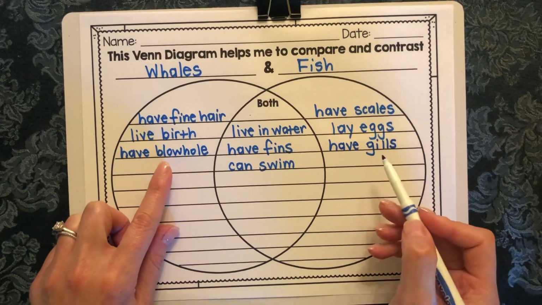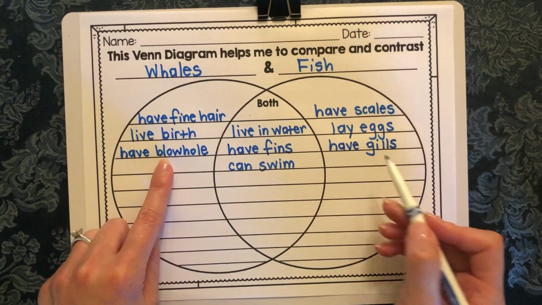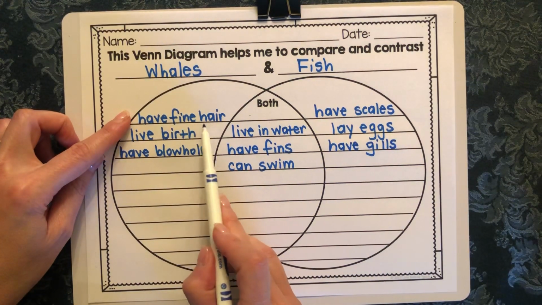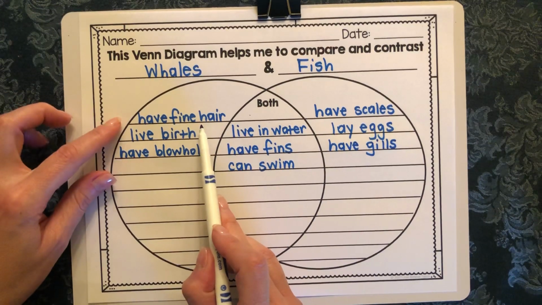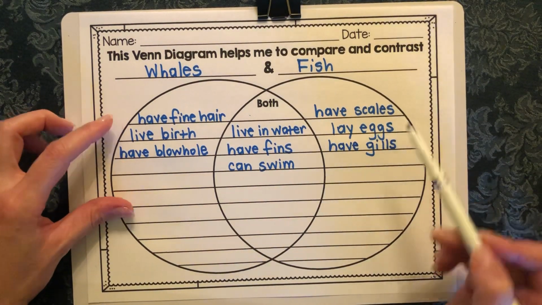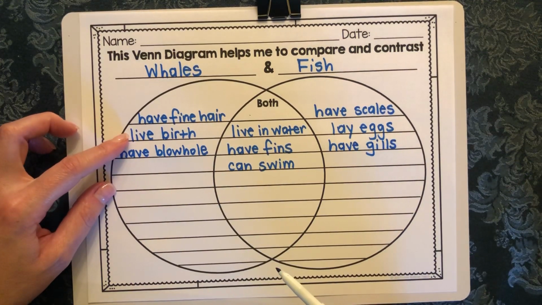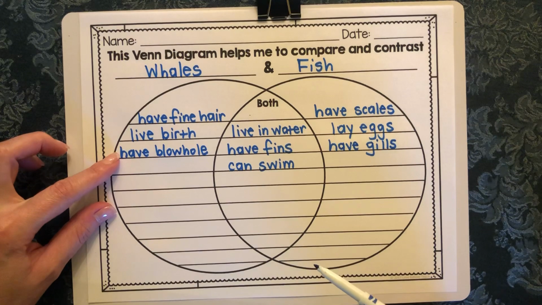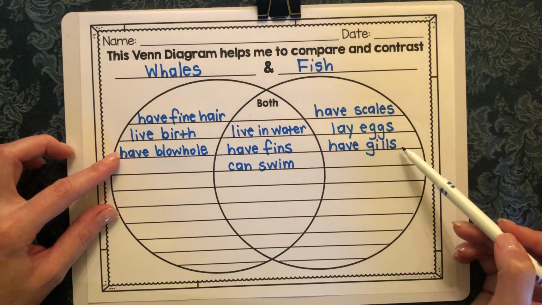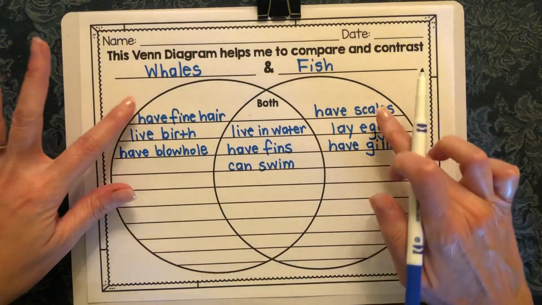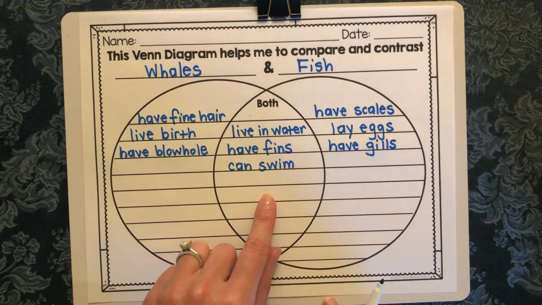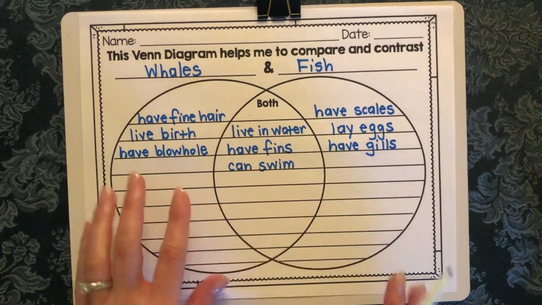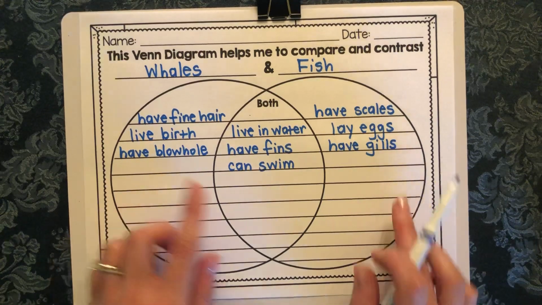So we've listed different characteristics to describe both whales and fish. Whales, their outer covering, are different from fish because whales have fine hair on their body that's very, very fine. You almost can't see it with your eyes, but fish have scales that cover their body. Whales are mammals that give birth to live young, and fish lay their eggs. Whales breathe through a blowhole on the top of their head, and fish breathe through gills. And that is how they are different. However, they're both the same because they both live in water, they both have fins, and they both can swim. So this Venn diagram tells about how whales and fish are different and they're both the same.